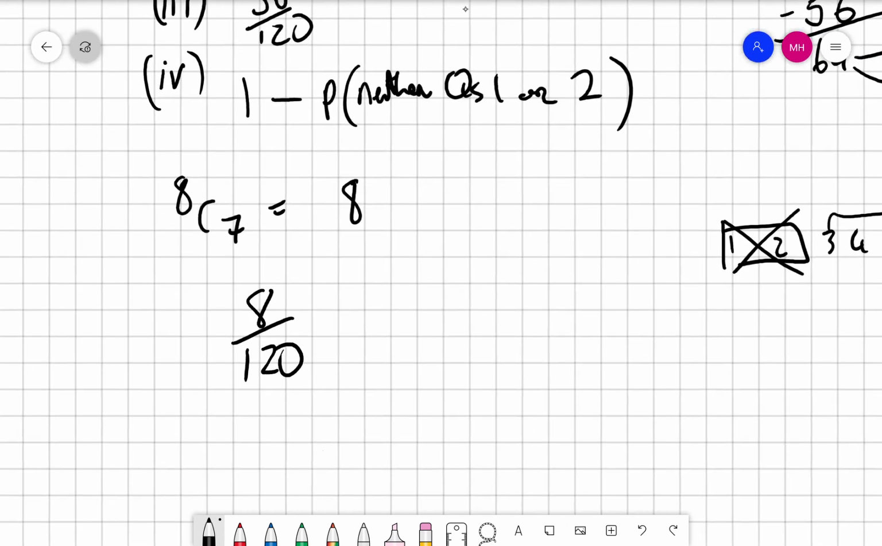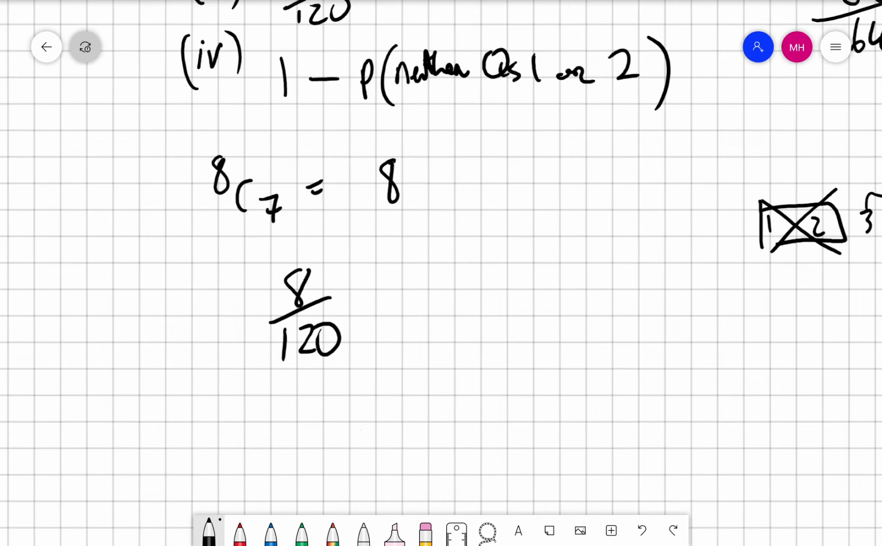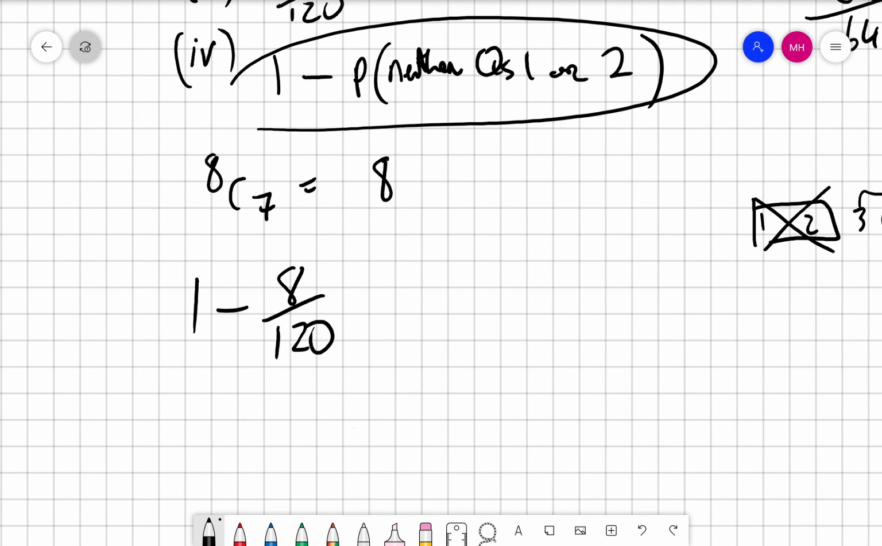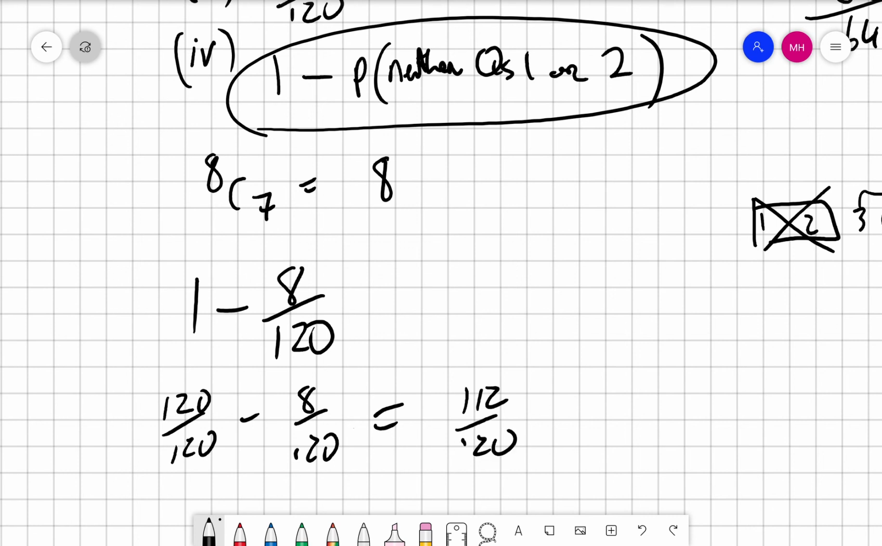Out of the 120 ways they can select 7, 8 of them are going to not contain the first 2 questions. So 1 minus 8 over 120 is going to be our probability. So 120 over 120 minus 8 over 120 is equal to 112 over 120, and that can be simplified down to 14 over 15.